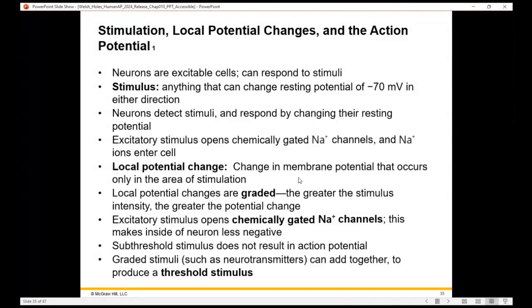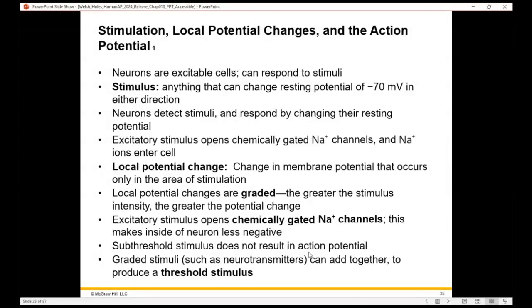A local potential change is a change in the membrane potential that occurs only in the area of stimulation. Local potential changes are graded. The greater the stimulus intensity, the greater the potential change. An excitatory stimulus opens the chemically gated sodium channels. This makes the inside of a neuron less negative.